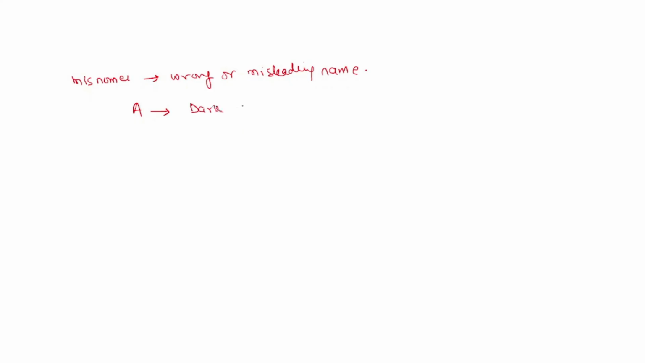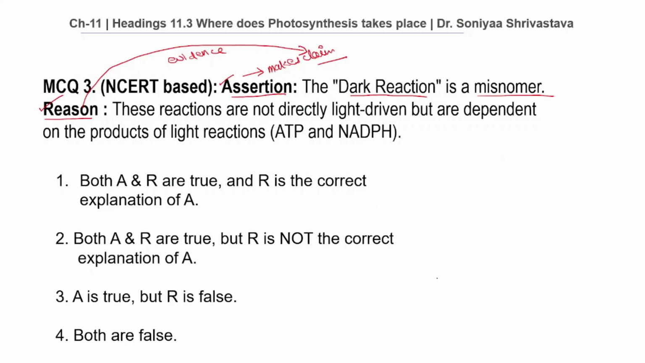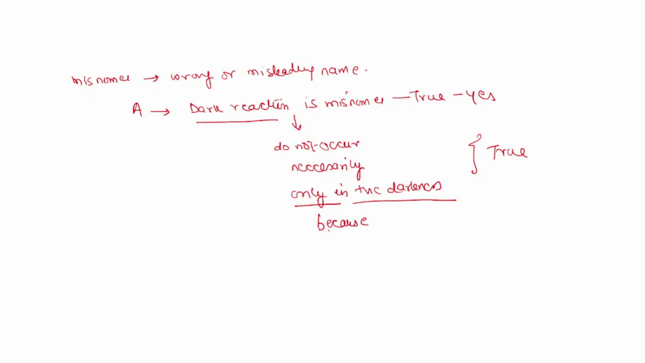What is the assertion given in the question? The dark reaction is a misnomer. Is it true? Yes, it's true. Why? Because these reactions do not occur necessarily only in the darkness. This statement is true. Now let's see our reason. These reactions are not directly light driven but are dependent on the products of light reactions. Is it true? Yes, it's true. Because these reactions depend on the products of light reactions. This statement is also true.